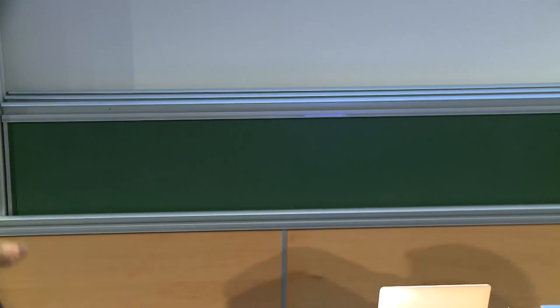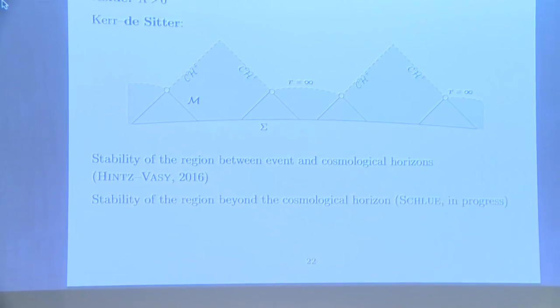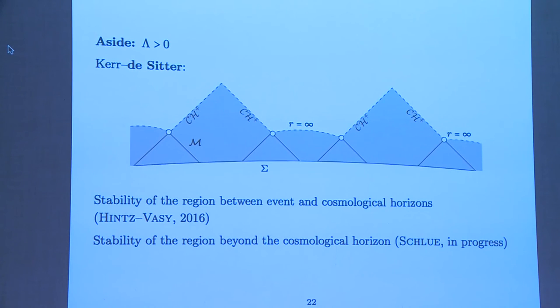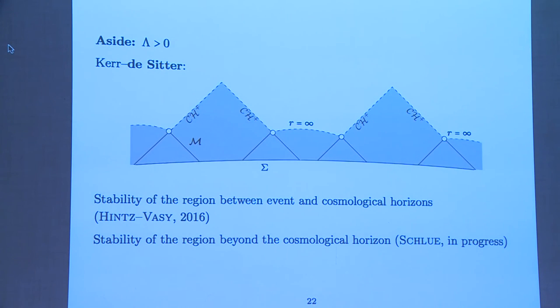So let me first give an aside. There's a cousin of this problem, a sort of younger cousin. You can add a positive cosmological constant to the Einstein equation. And, well, it's hard to find this solution in a textbook, but there is a solution called the Kerr-de Sitter solution, which would be the analog of the Kerr solution if you add this cosmological constant to the Einstein equations. Now, unfortunately, in the regime where we have black holes, the cosmological constant is zero, so these don't really occur in physics as we understand it. But they're a very nice mathematical model. And in particular, very recently, a week ago, Peter Hintz and Andras Vasy showed the stability of a certain region of this spacetime, namely the region bounded between the event and cosmological horizons.